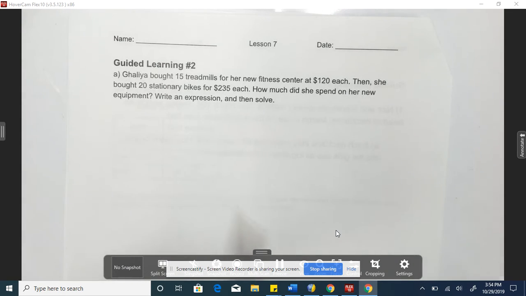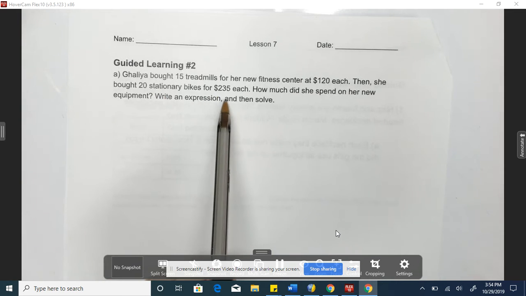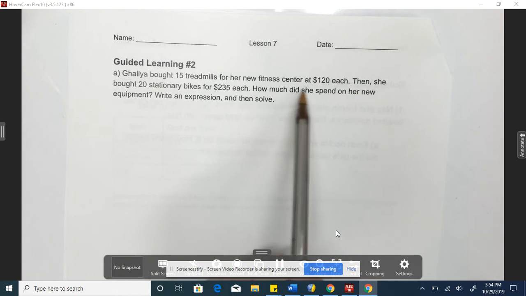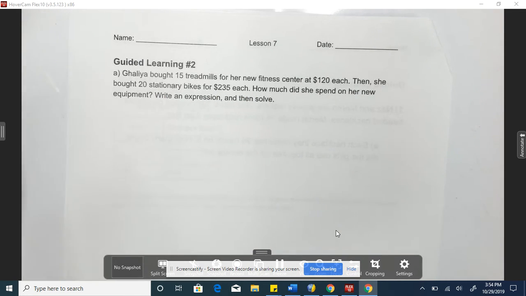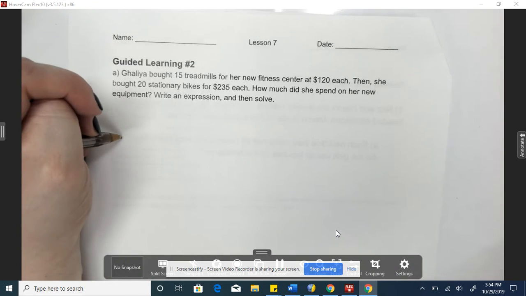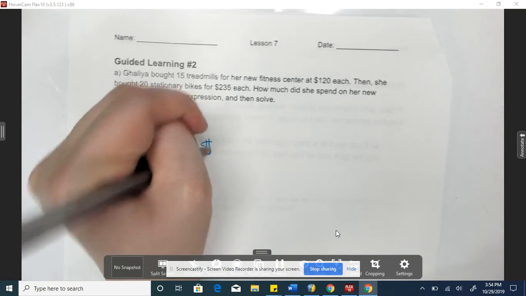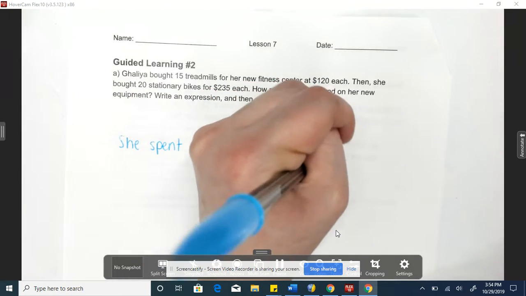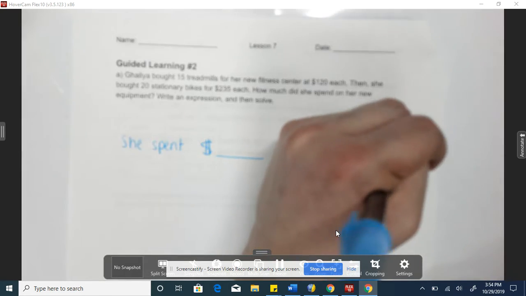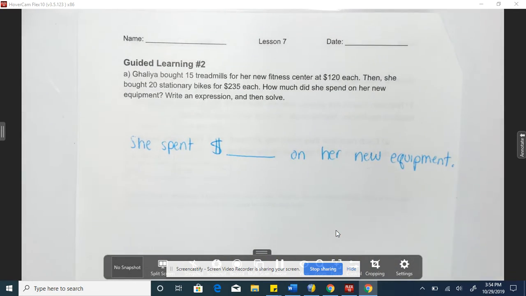she bought 15 treadmills for her new center at $120 each. So I know that then she bought 20 stationary bikes for $235 each. I'm figuring out how much money did she spend on her new equipment. Okay, so something that helps me is I like to write a sentence. She spent blank dollars on her new equipment. So I know that I'm looking out for how much money total she spent on her equipment.